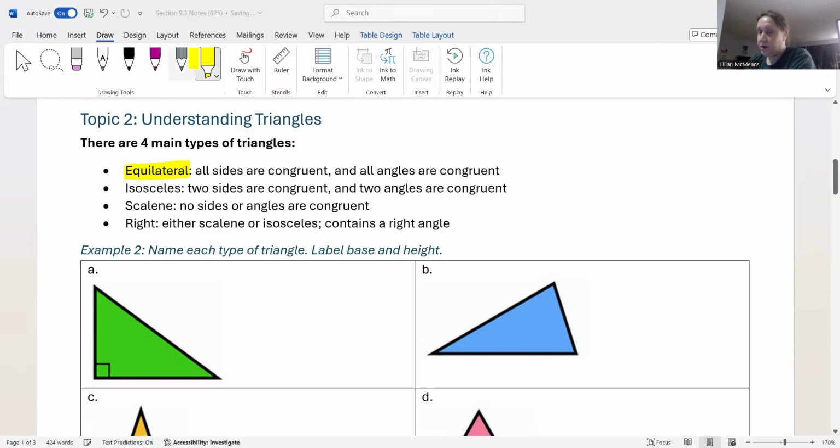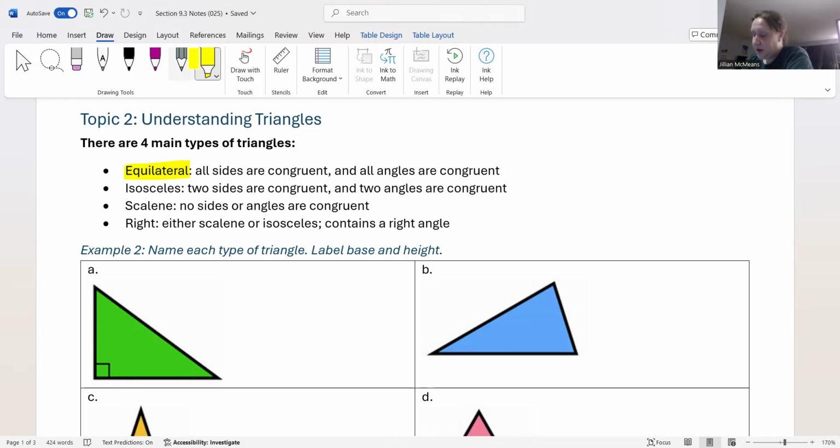We have an equilateral triangle. Now, typically you would follow up the descriptor word here with just triangle. So an equilateral triangle is a situation where all sides are congruent and all angles are congruent. So in the previous video, we talked about a regular polygon. A regular polygon is one where all of the sides are the same length and all of the angles on the inside are the same measure. The regular triangle, if we're talking regular polygons, would be the equilateral.